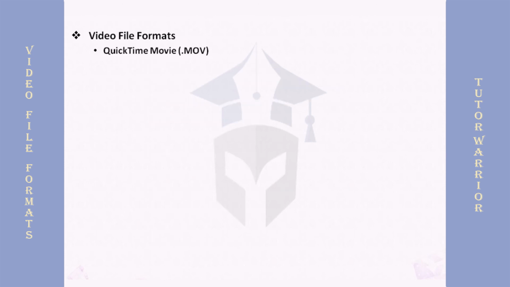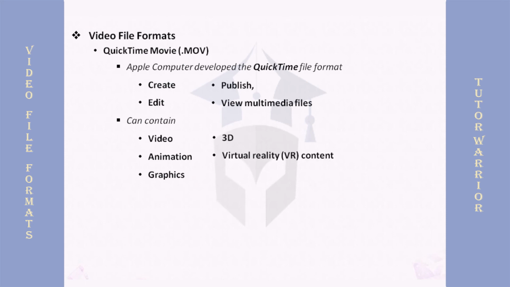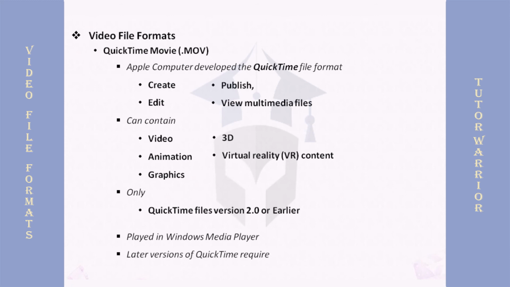QuickTime Movie, .mov. Apple Computer developed the QuickTime file format to create, edit, publish, and view multimedia files. QuickTime format can contain video, animation, graphics, 3D, and virtual reality content. Only QuickTime files version 2.0 or earlier can be played in the Windows Media Player. Later versions of QuickTime require the proprietary Apple QuickTime Player.